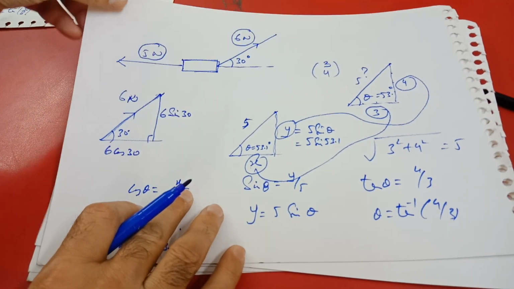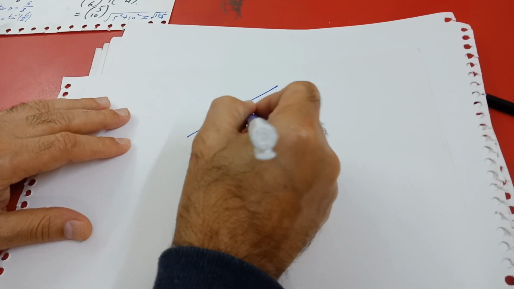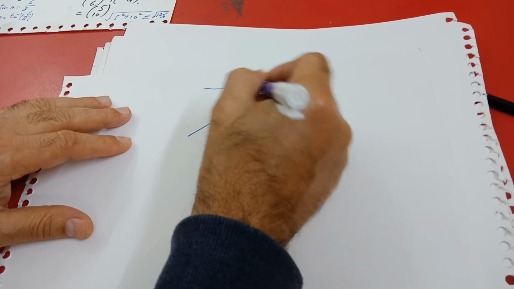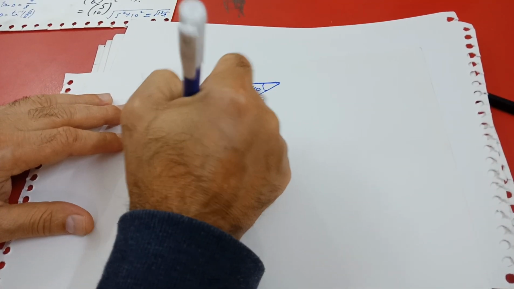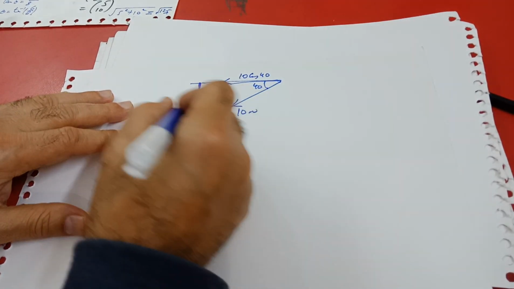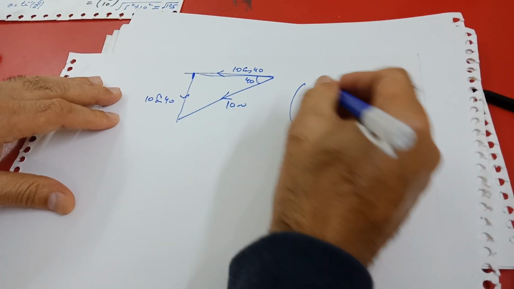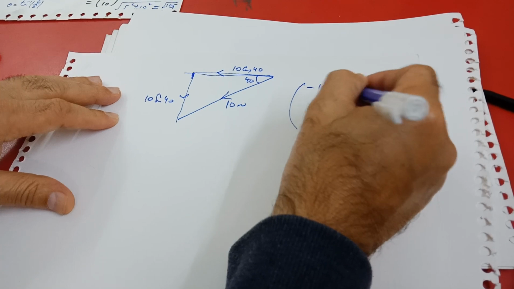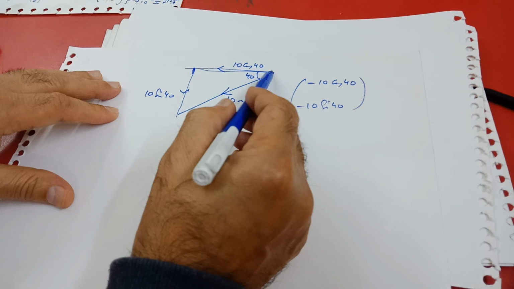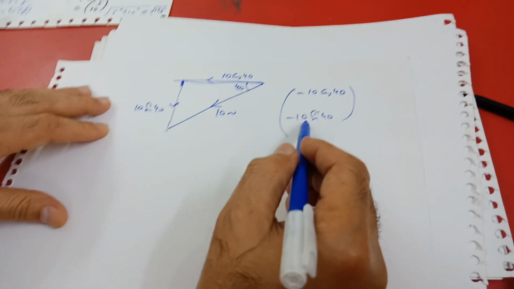In whichever direction you have them, for example, a force of 10 newtons, and you know that this angle is, let's say, 40 degrees. Its two components would be 10 cos 40 and 10 sine 40, and you can write this as a column vector: minus 10 cos 40 and minus 10 sine 40, because this is going towards the negative x direction and the negative y direction, which is why we have a minus here.